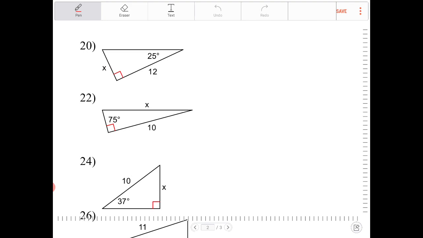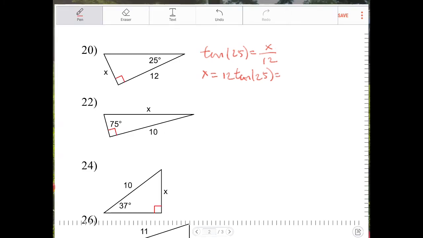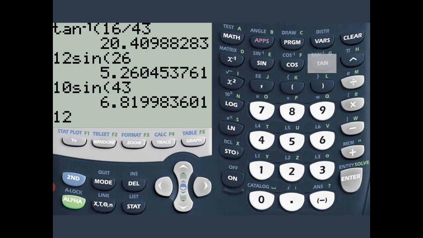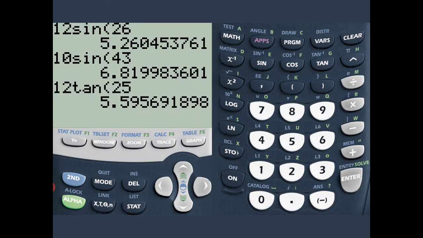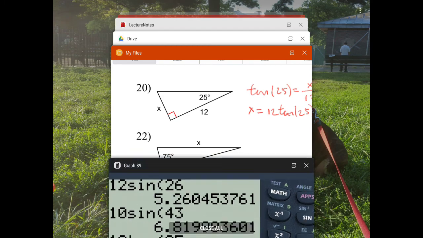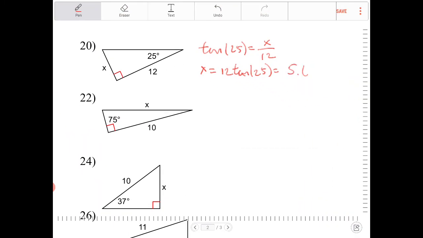And moving on, question 20. X is opposite of 25 and 12 is adjacent to, so tangent of 25 is equal to x over 12. X therefore is 12 tangent of 25. And what is that going to be equivalent to? 12 tangent of 25 is 5.595 or 5.6. Because to the nearest tenth.